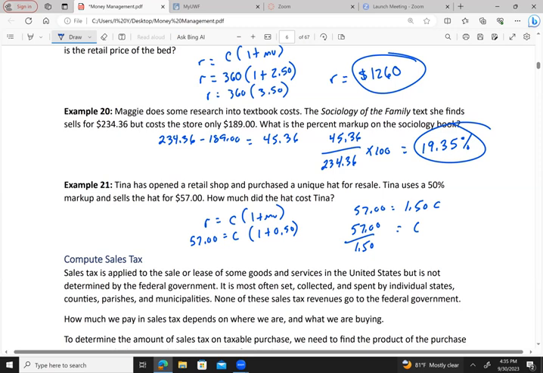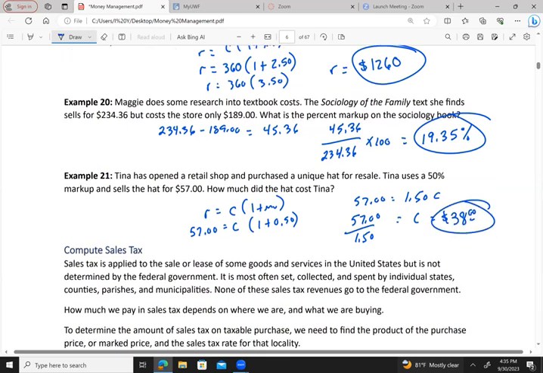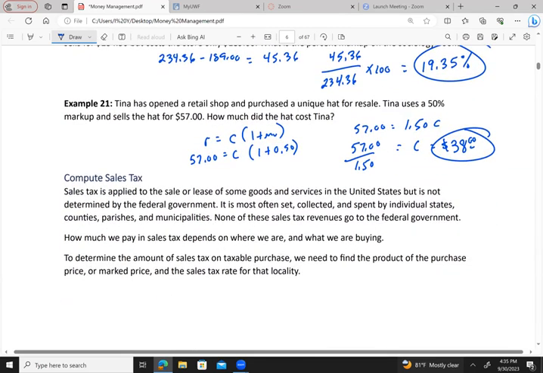And we get $38. Now to the last thing here.